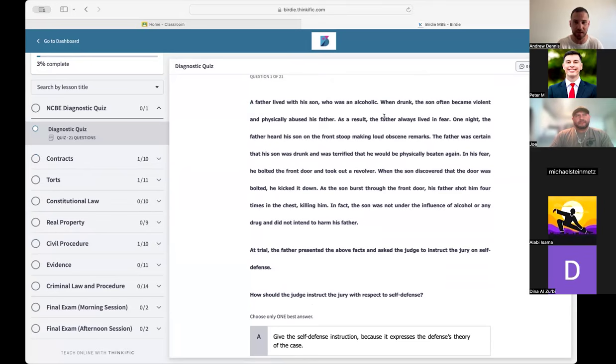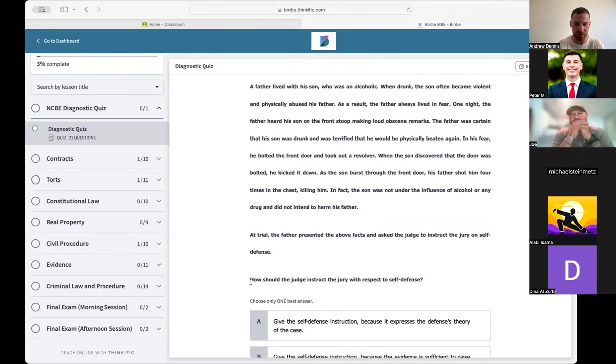All right, so at trial, the father presented the above facts and asked the judge to instruct the jury on self-defense. A father lived with his son who was an alcoholic. When drunk, the son often became violent and physically abused his father. As a result, the father always lived in fear. One night, the father heard his son on the front stoop making loud, obscene remarks. The father was certain that his son was drunk and was terrified that he would be physically beaten again. In his fear, he bolted the front door and took out a revolver. When the son discovered that the door was bolted, he kicked it down. As the son burst through the front door, his father shot him 4 times in the chest, killing him. In fact, the son was not under the influence of alcohol or any drug and did not intend to harm his father.